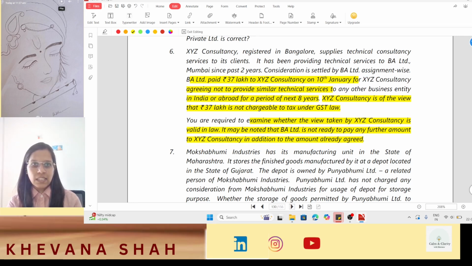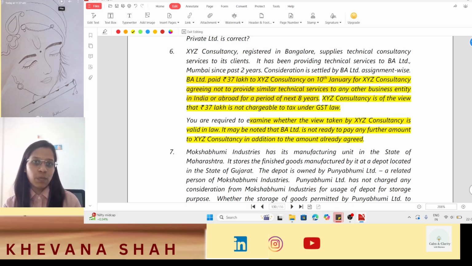XYZ Consultancy supplies technical consultancy services to its clients. It has been providing technical services to BA Limited, Mumbai, for the past 2 years. Now, consideration is settled by BA Limited assignment-wise. BA Limited is paying 37 lakhs to XYZ Consultancy for agreeing not to provide similar technical services to any other business entity in India or abroad for a period of 8 years.